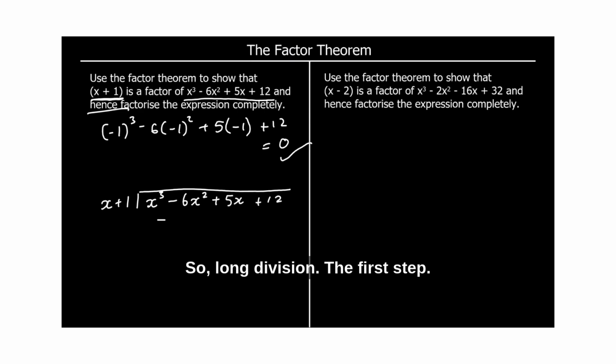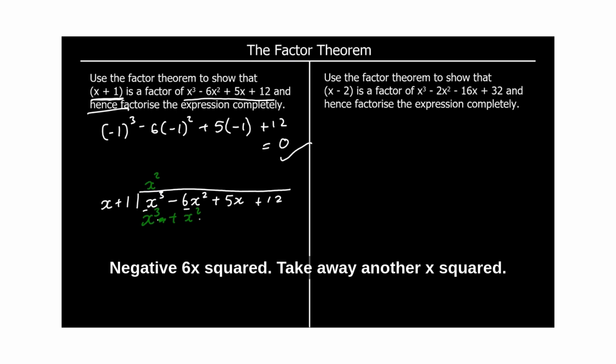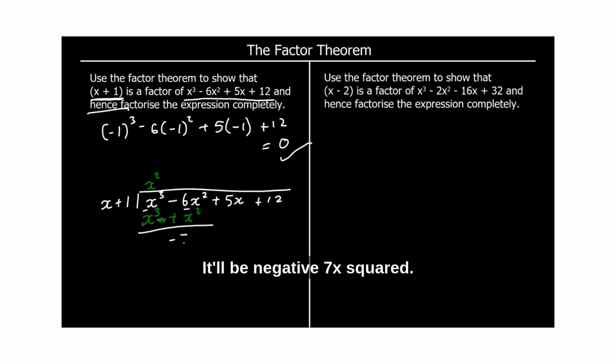So long division, the first step, divide x cubed by the first term of what we're dividing by, which is x. X cubed divided by x is x squared. Then times by the x squared. So x times x squared is x cubed. 1 times x squared is x squared. Then we take away. X cubed take away x cubed goes. Negative 6x squared, take away another x squared, will be negative 7x squared, and bring down the next term.